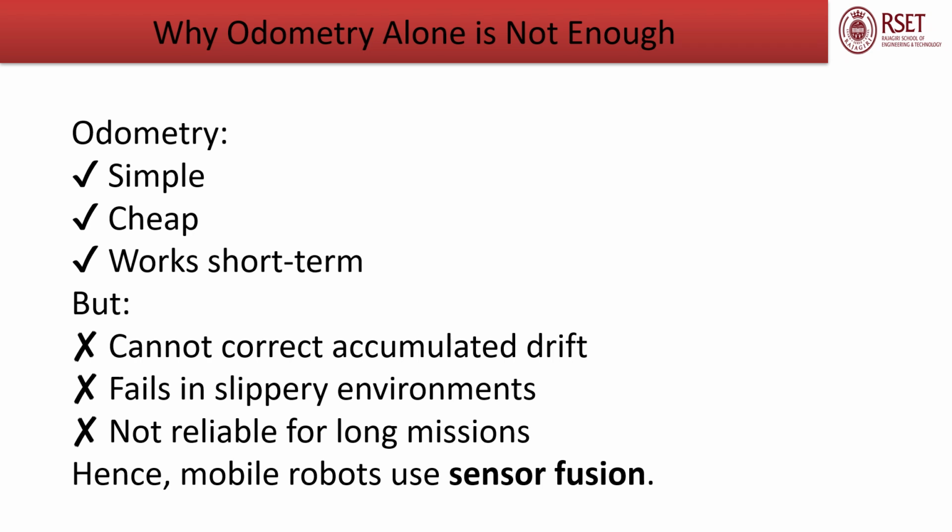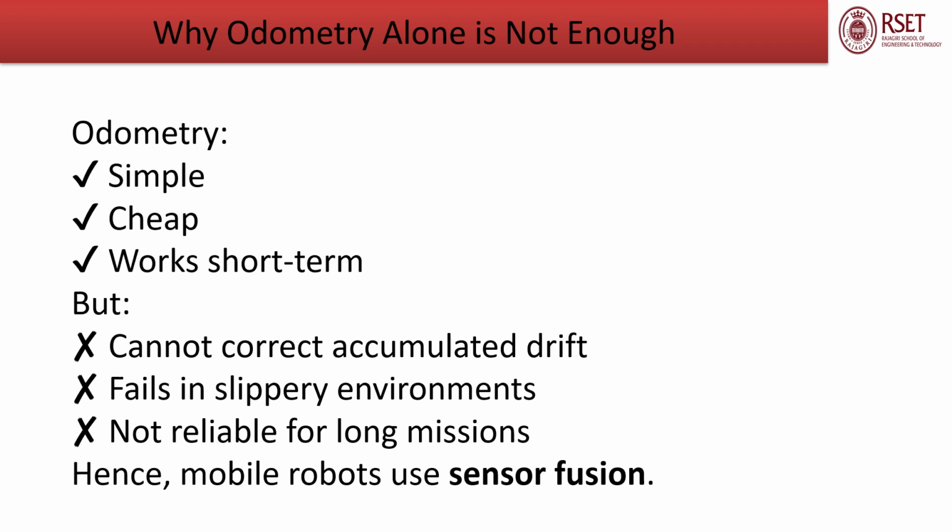Why is odometry alone not enough? Odometry is simple, cost-effective, and suitable for short durations. However, it cannot self-correct. It has no awareness of ground truth. In slippery environments or dynamic surfaces, wheel-based estimation becomes unreliable. For long-duration missions such as autonomous exploration or warehouse logistics, relying solely on odometry is insufficient.